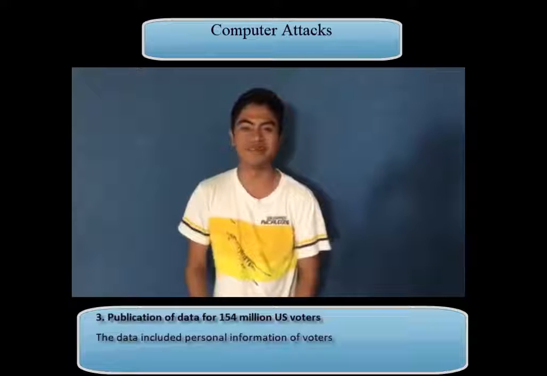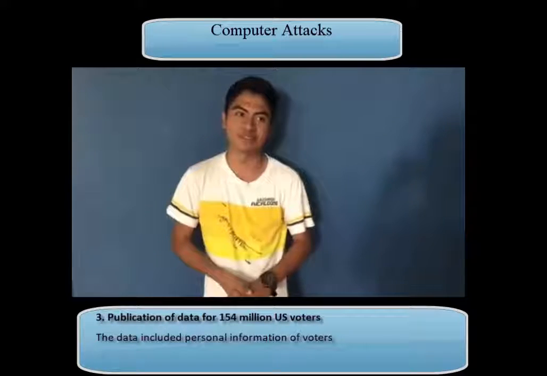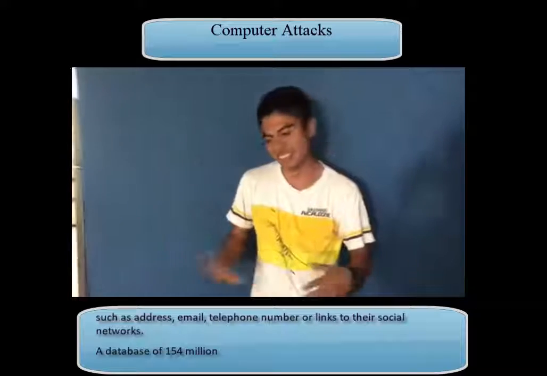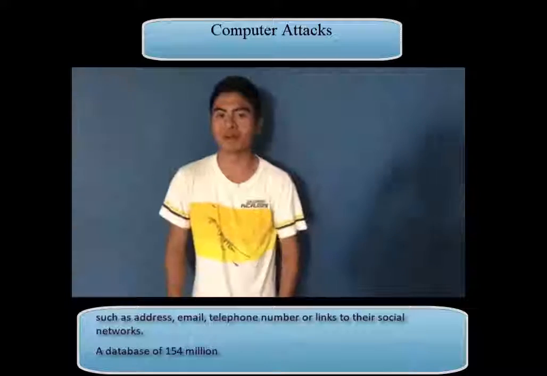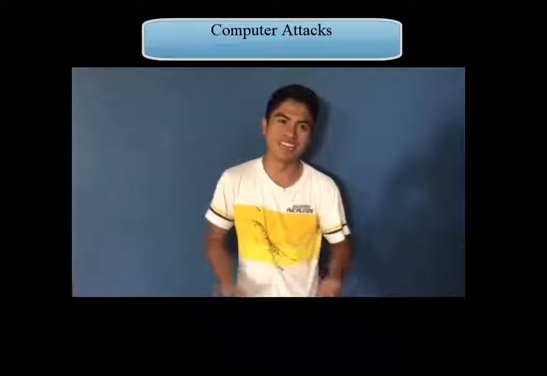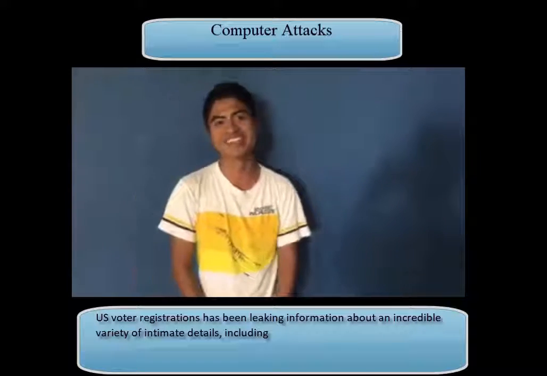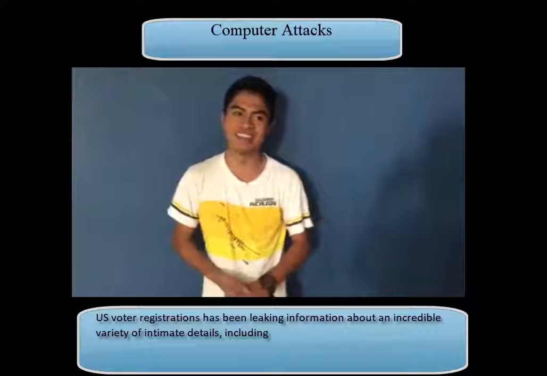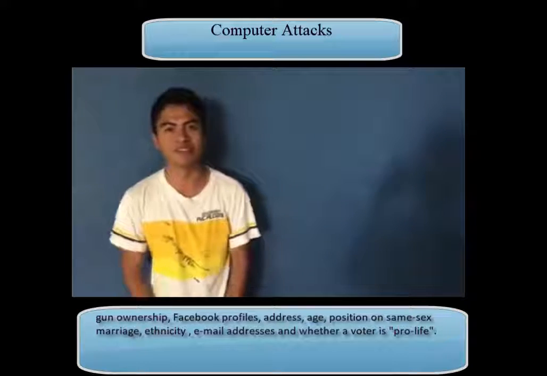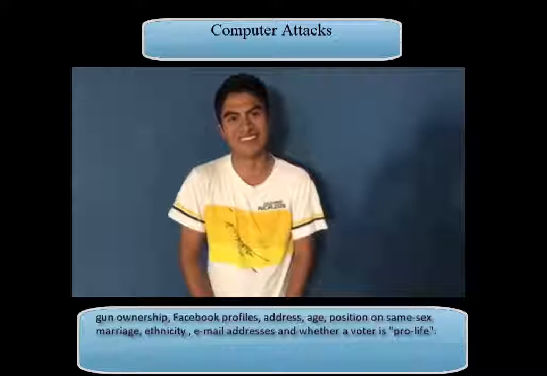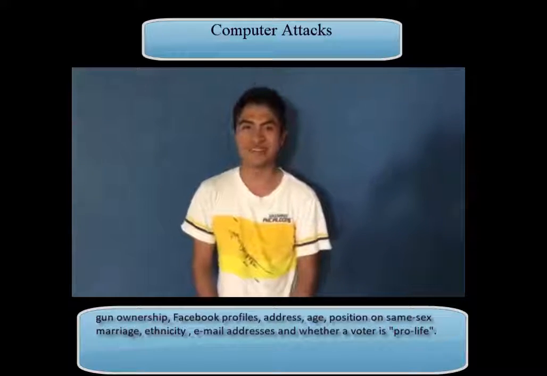Number 3: publication of data of 154 million US voters. The data include personal information of voters, such as address, email, telephone numbers, or links to their social networks. A database of 154 million US voter registrations has been leaking information about an incredible variety of intimate details, including gun ownership, Facebook profiles, address, age, position on same-sex marriage, ethnicity, email addresses, and whether a voter is profiled.